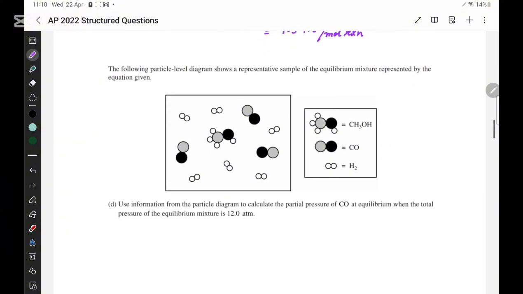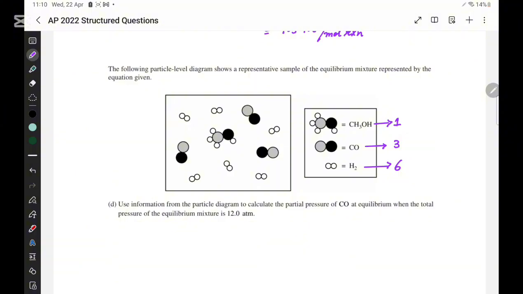For the next question, the following particle-level diagram shows a representative sample of the equilibrium mixture represented by the equation above. So CH3OH is having how many molecules here? 1. Carbon monoxide has 3 molecules, and hydrogen has 1, 2, 3, 4, 5, 6. They are saying use information from the particle diagram to calculate the partial pressure of carbon monoxide.